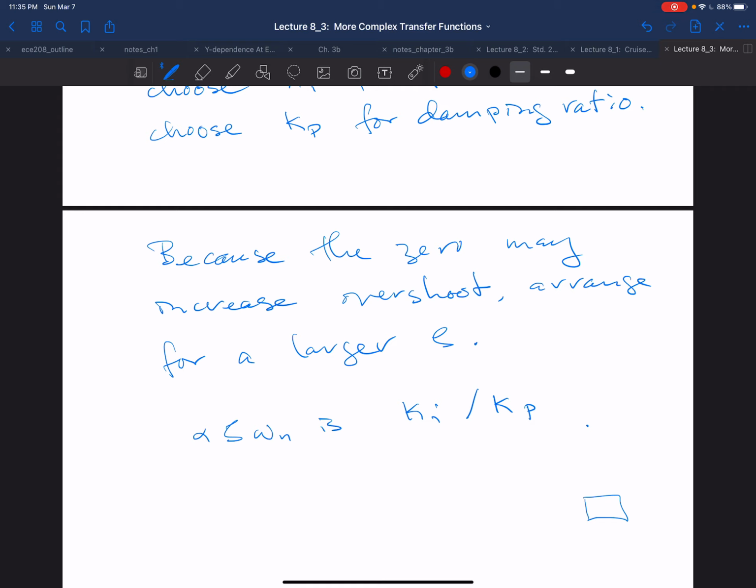In the next lecture, we'll see what happens when, instead of adding a 0 to the second order transfer function, we add an additional pole.